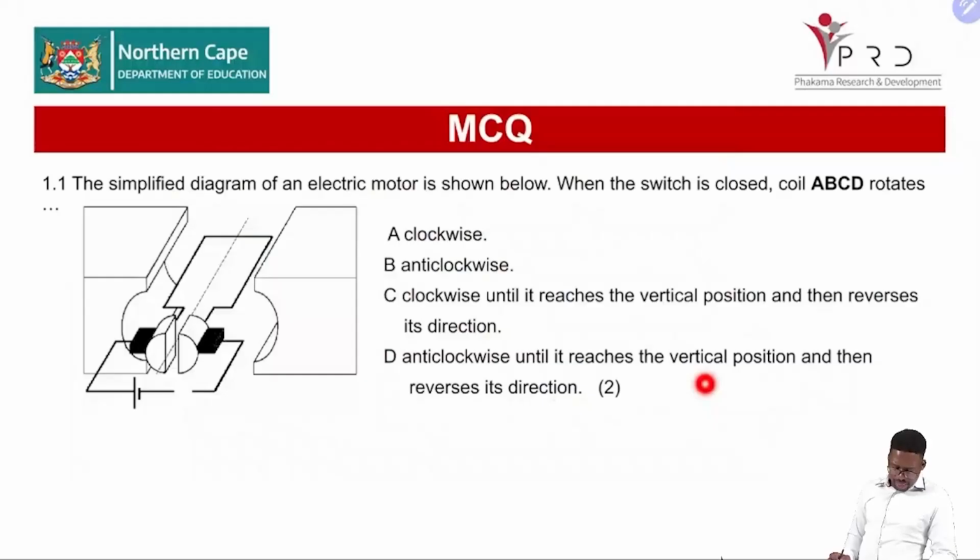A simplified diagram of an electric motor is shown. When the switch is closed, coil ABCD rotates. So we want to know, how is this coil rotating? You look at the direction of the current. Conventional current will move from positive to negative. So it means the coil will also rotate clockwise. So the answer would be A.